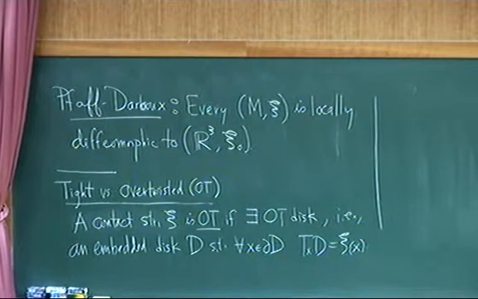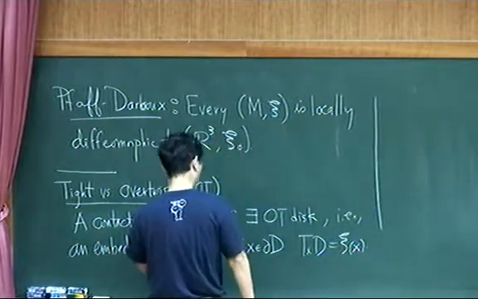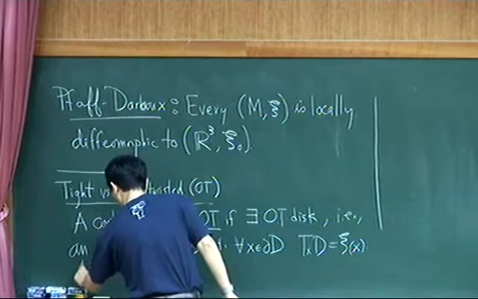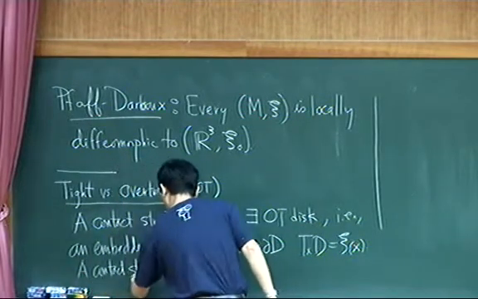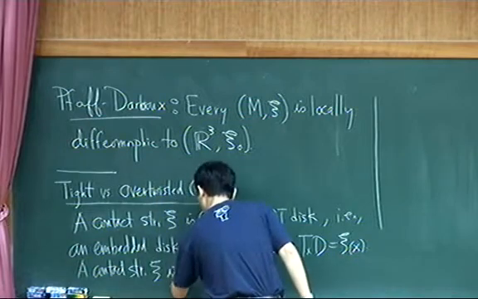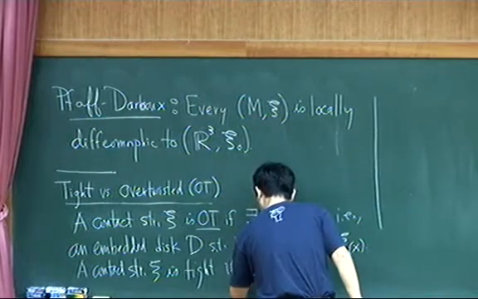Okay, so let me finish this. A contact structure C is tight if there's no over-twisted disk.